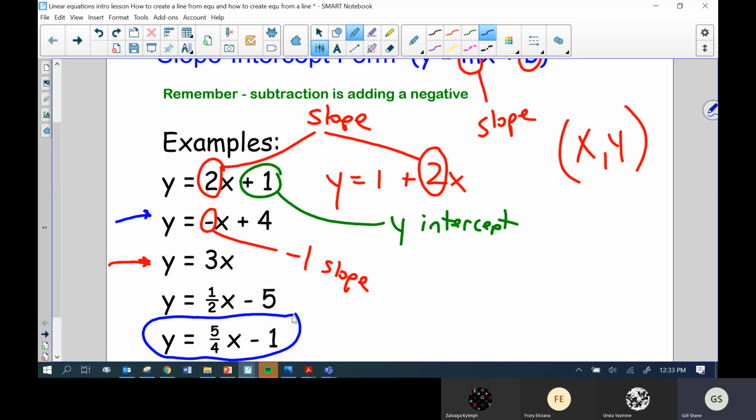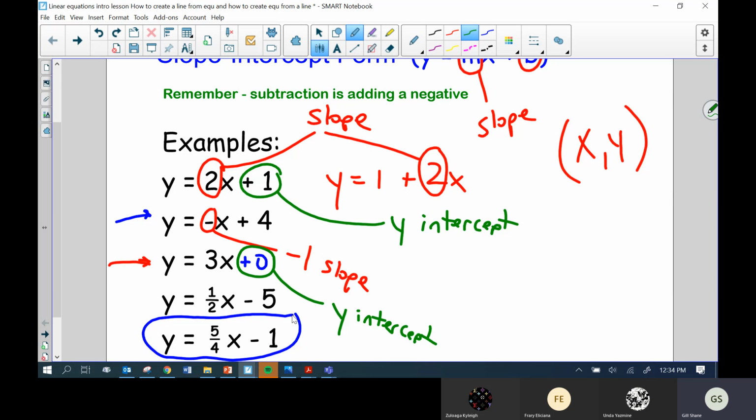I guess I'll write it. I'll write it in a different color. We don't need to say +0 in an equation because that doesn't add anything to the 3x. So we don't write it in, but technically the full version of that equation is 3x plus 0. Therefore, our y-intercept is 0. So if you don't have a number there, remember it's +0.